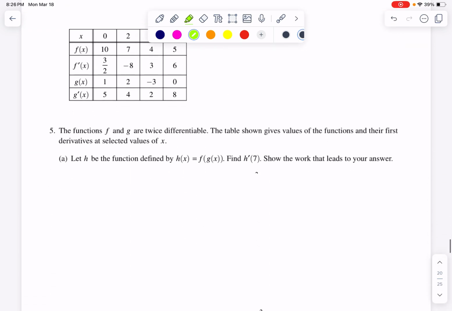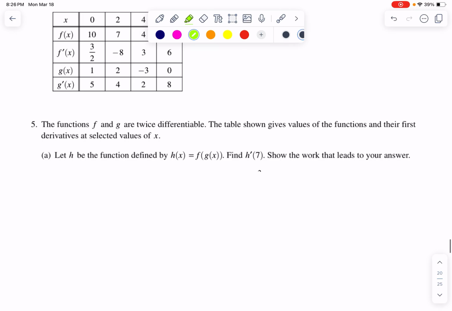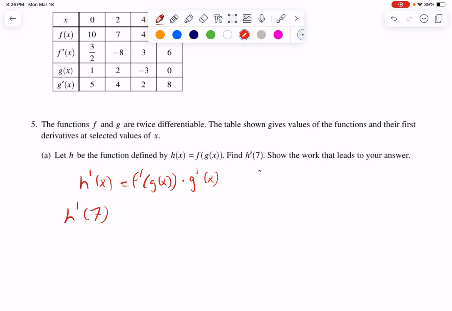All right, A. Let h be this function, find h prime of 7. Okay, so first we will find h prime of x, and that requires chain rule. So h prime of x is f prime of g of x times g prime of x, just outer times inner. Write the formula, write clearly what you are doing.